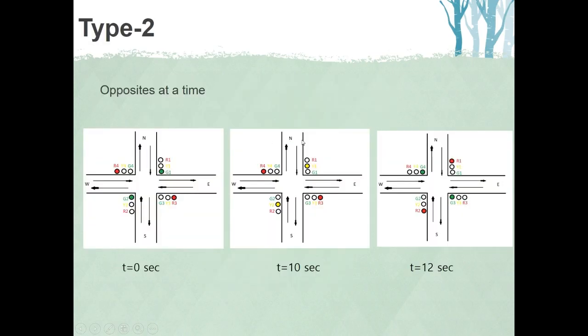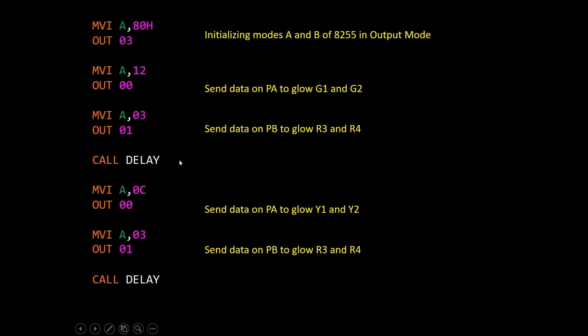Now coming to the type 2 crossing, opposites at a time. In this type of crossing, we allow opposite lane traffic to go at once and then change the pair of lanes allowed to go. So here G1 and G2 are turned on and R3 and R4 are turned on, so north-south traffic is moving and west-east traffic is stopped. Now after a delay, we have west-east traffic moving and north-south traffic is stopped. So this is the type 2 crossing named opposites at a time.